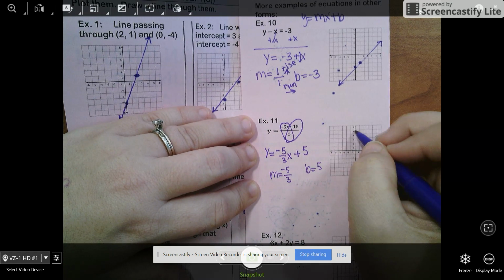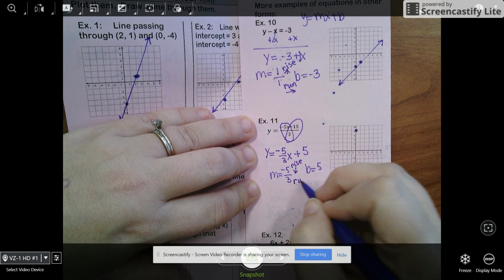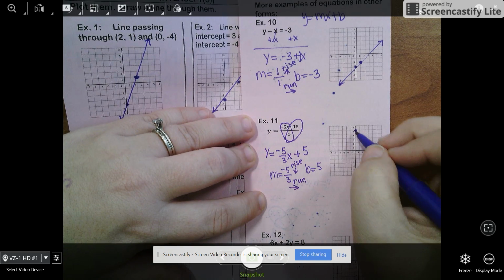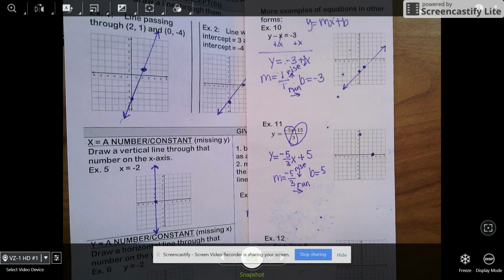So I'm going to start at 5, and then my rise is -5, so that means down 5, and my run is 3, so it goes right 3. So down 5, 1, 2, 3 to the right. And then we're just going to connect it.